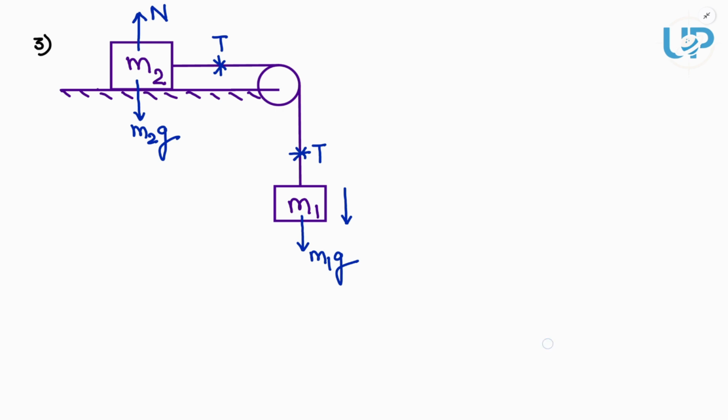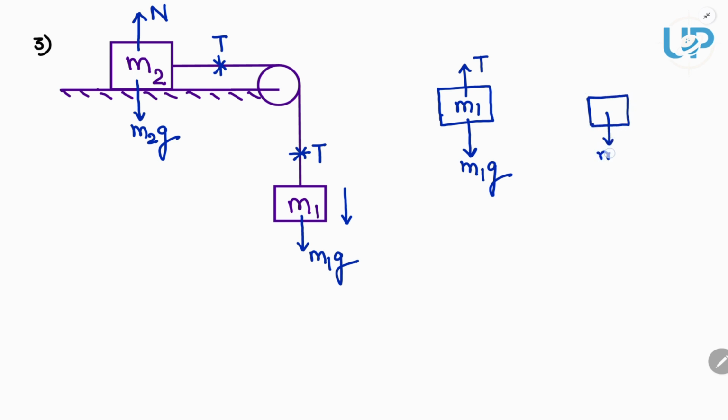So if we want to draw the free body diagram separately or individually, in the case of M1, we can say that M1G is acting downwards, tension is acting upward. For M2, M2G is acting downward, there will be a tension which is acting rightward, and there will be a normal which is acting upward. So these are the individual free body diagrams of the blocks. We can write M1 here. So I hope you understand the third system. Let's get moving with the fourth system.